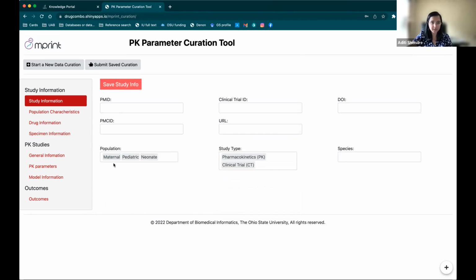on the human studies. The process we went through was to have a save option for each of these sub tabs so that it would save the information in a temporary database, and then the ultimate step would be to submit the whole saved curation to the MySQL database.